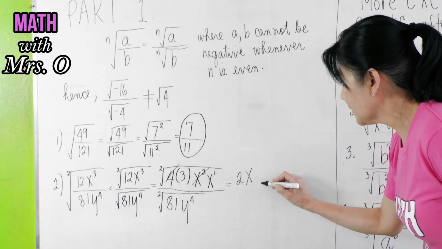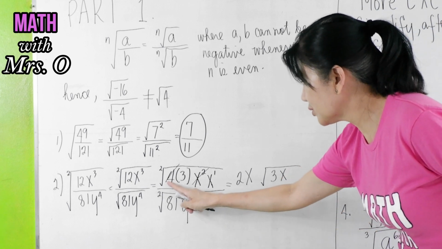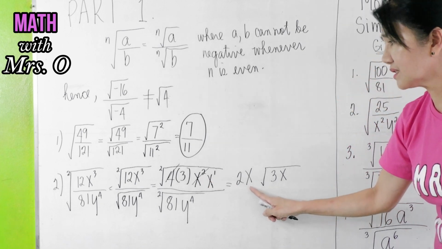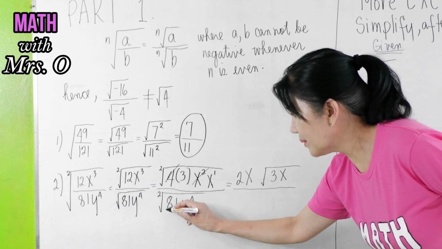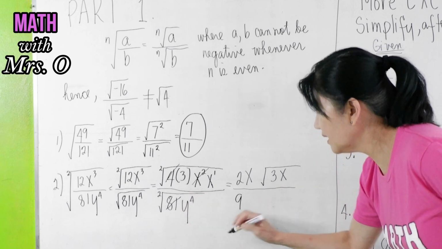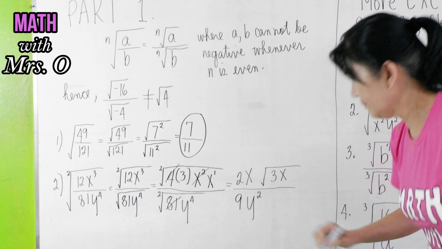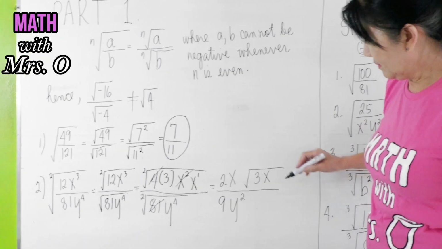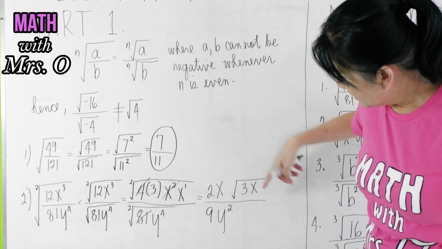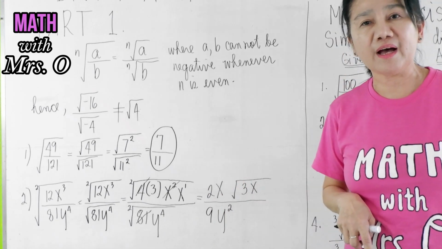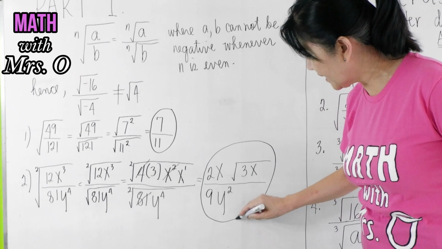We are left with the square root of 3x. There. So square root of 4 is 2, square root of x squared is x, and you're left with the square root of 3x all over square root of 81 is 9, and the square root of y to the 4th is y squared. There. Now, look at the term. Is there still anything which can be simplified? None. Therefore, this is already our final answer.